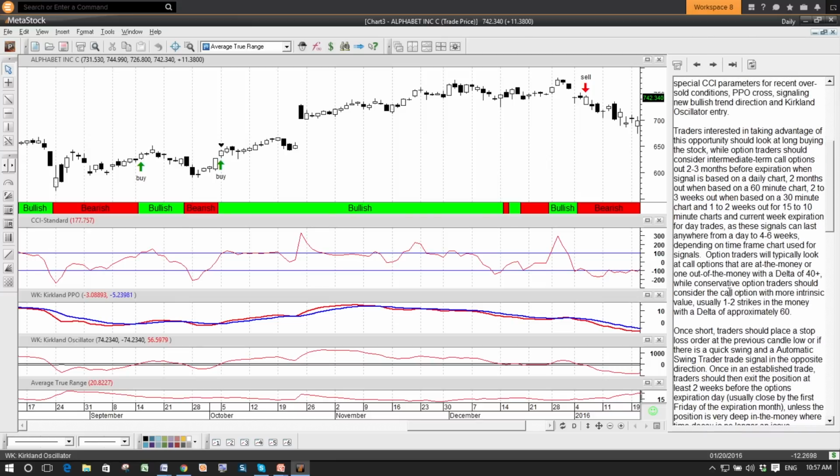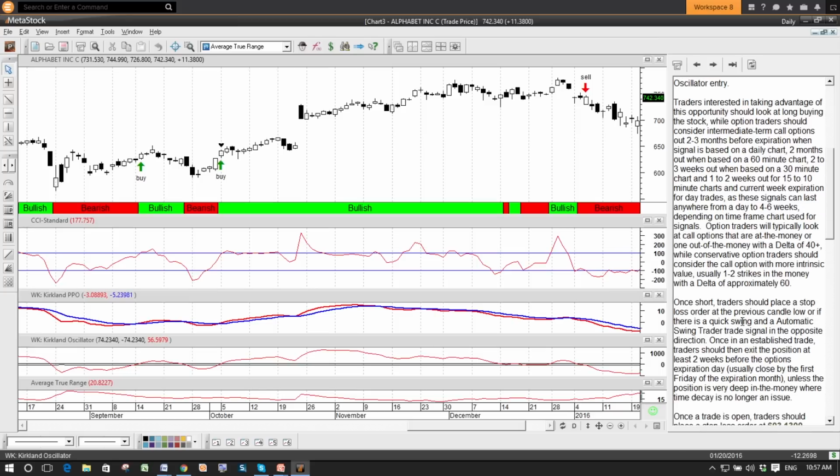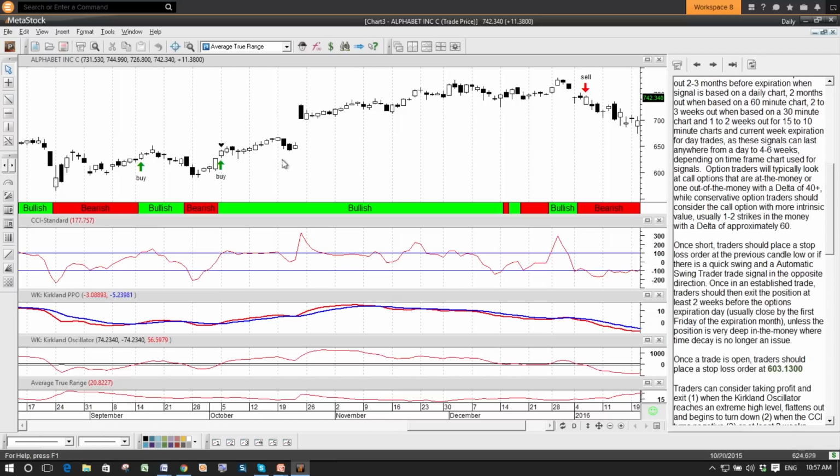Okay. The delta that we'll be looking for is approximately 60, and that'll usually make it 1 or 2 strikes in the money. Okay. Now, once we get into that trade, what we want to do is have a protective stop-loss order in place. And in this particular case, we're going to do it at the previous bar's low, which is right here.